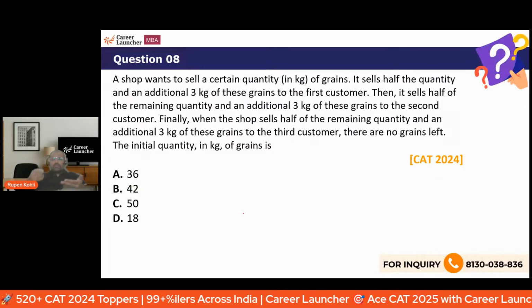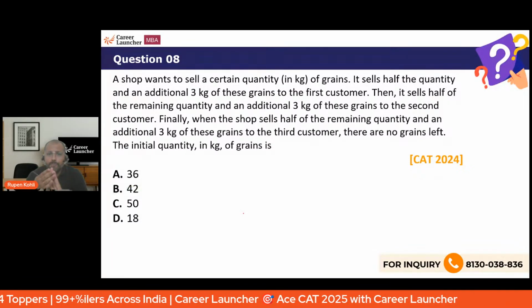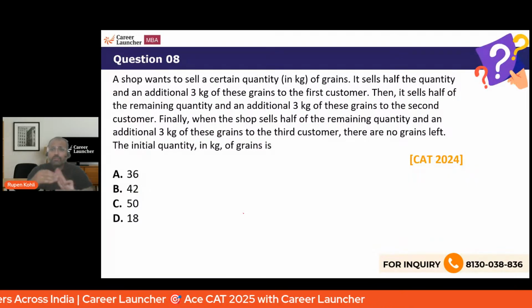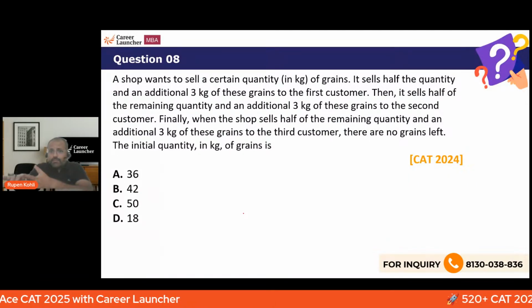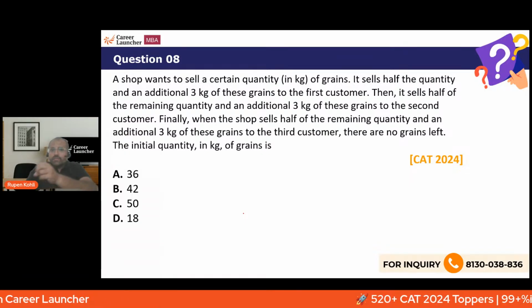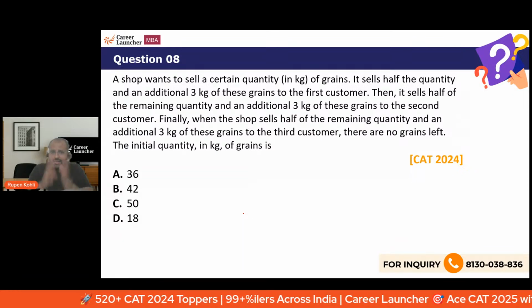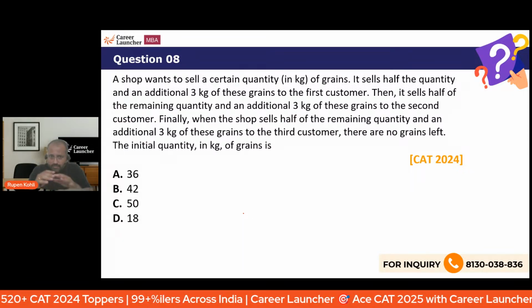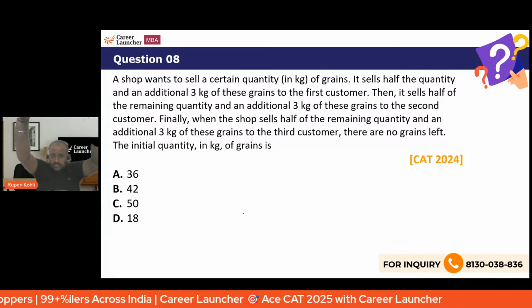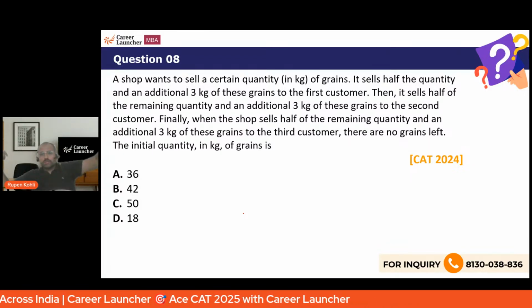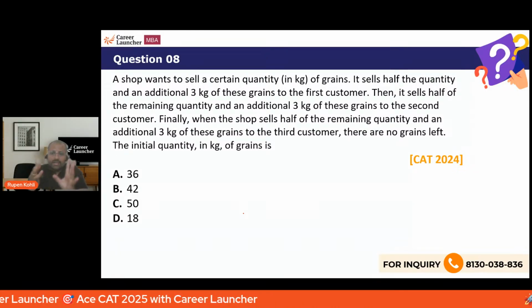So just prior to that, I should have been having 3 kg. Now that 3 kg should have been half of what I had to start with, because this 3 should be half, isn't it? So therefore 3 plus 3, 6 is what I was having at that stage, right? And that 6 therefore is what was remaining after I came from the second customer to the third customer. So 6 was the remaining.